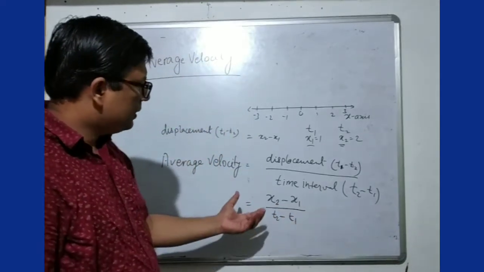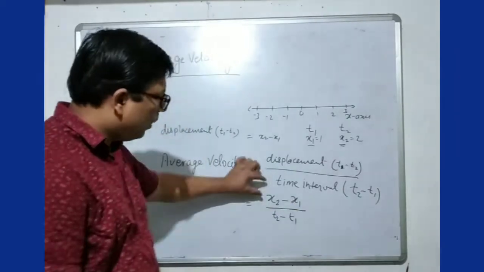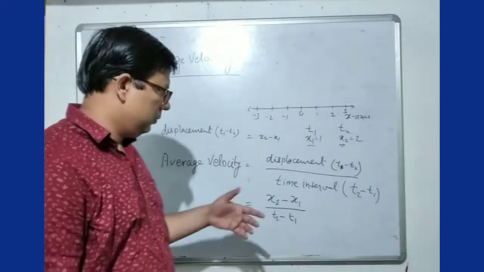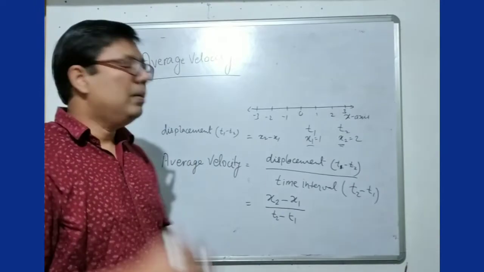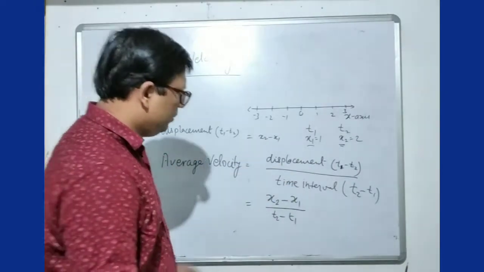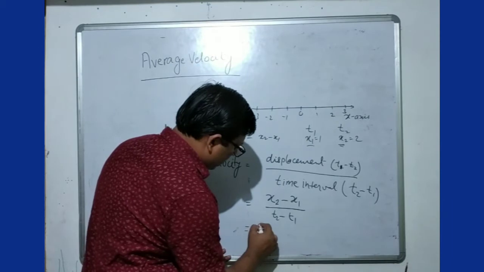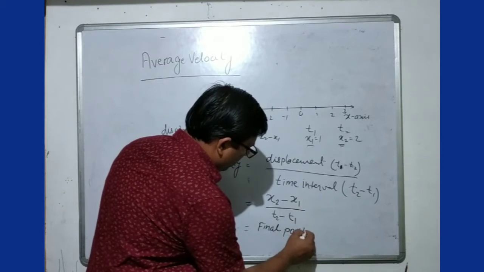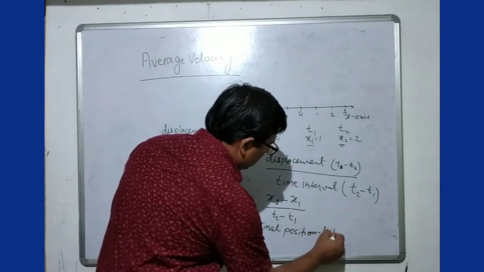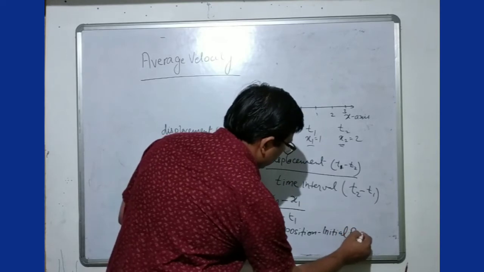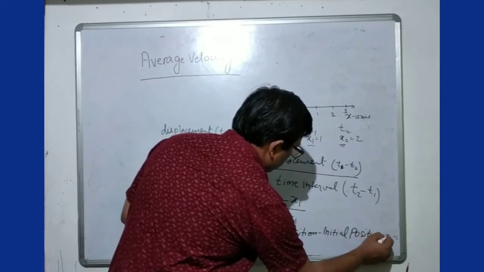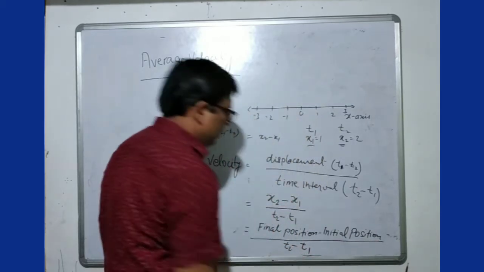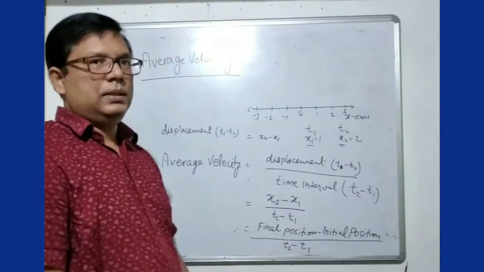Now this can be written in another way also. What is x2? x2 is the final position in this time interval t1 to t2. And what is x1? x1 is the initial position in this time interval. So this can be written as final position minus initial position, upon the time interval. So this is average velocity.